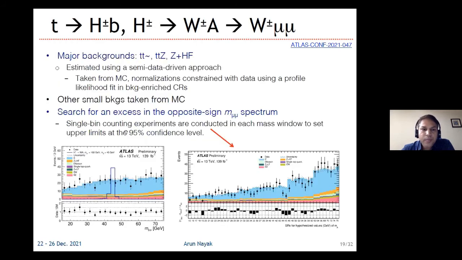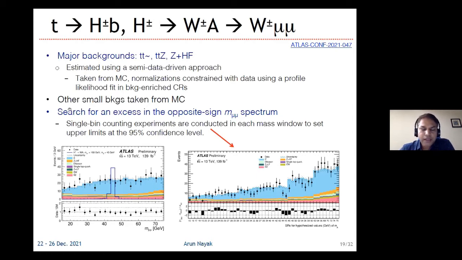Okay. In this case, the major backgrounds are tt̄, but also ttγ and γ plus heavy flavor events. They are estimated using a semi-data driven approach, taken from, for example, the Monte Carlo, and then you take the normalizations, constraining them to data using a profile likelihood fit in the background enriched control regions. There are some other small backgrounds, but they are taken from Monte Carlo.